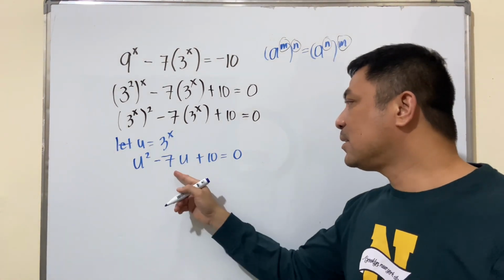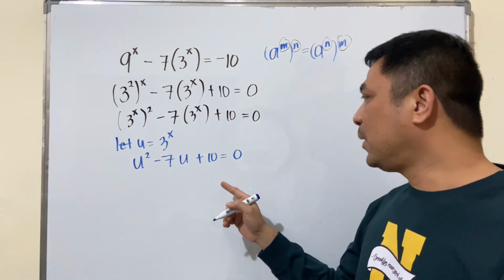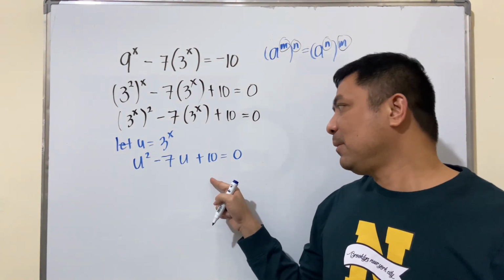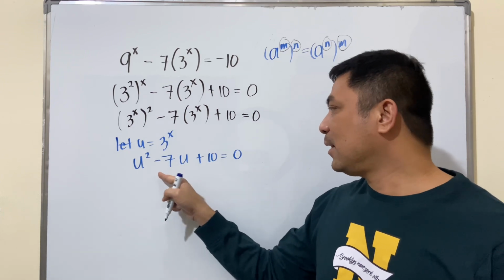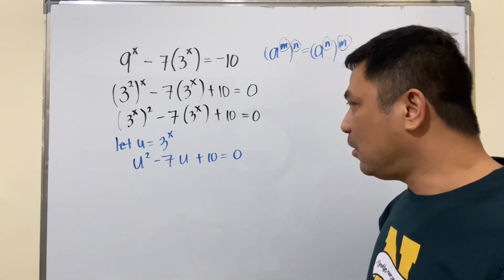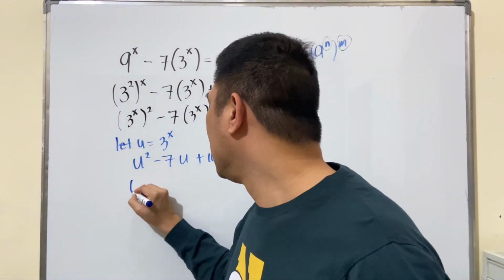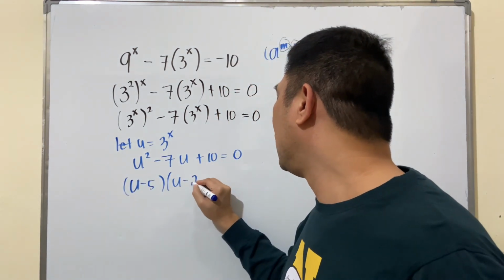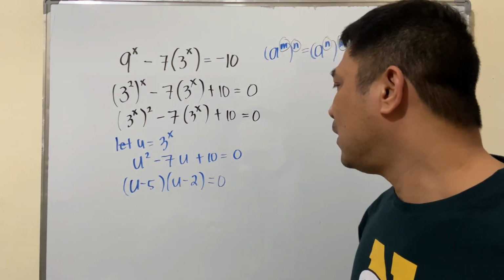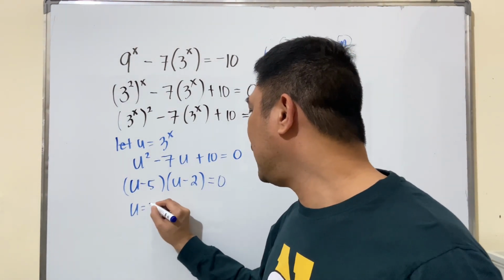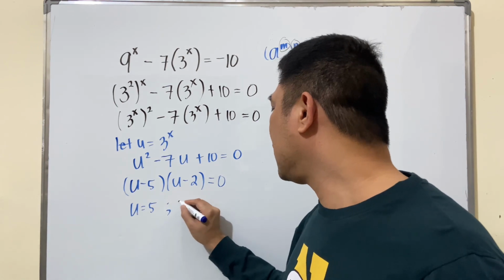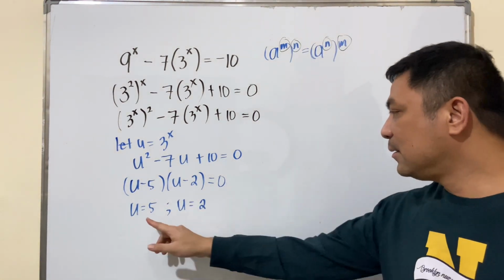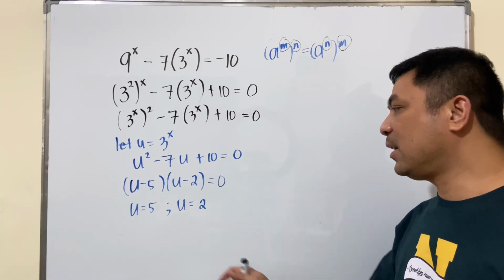Okay. Now this is a quadratic equation wherein I think it's factorable. So think of two factors of positive 10 that when you add them, you'll get negative 7. So obviously you will have u minus 5 times u minus 2 is equal to 0. So you have two values of u here. The first one is u is equal to 5, and the second one is u is equal to 2. Okay? So these are not our final answer here.